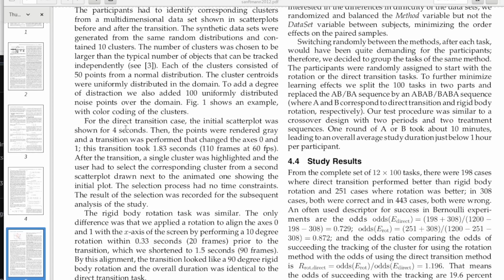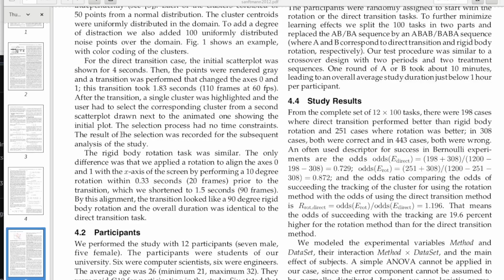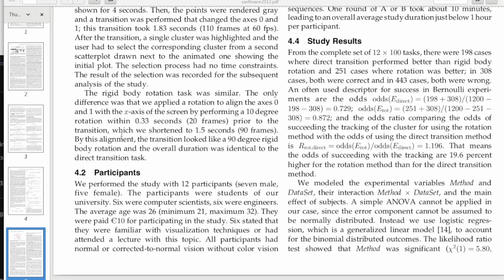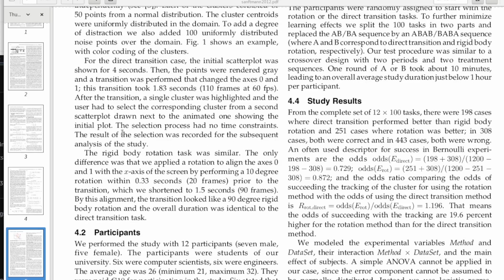The rigid body rotation task was similar. The only difference was that we applied a rotation to align the axes 0 and 1 with the x-axis of the screen by performing a 10-degree rotation within 0.33 seconds, 20 frames, prior to the transition, which we shortened to 1.5 seconds, 90 frames. By this alignment, the transition looked like a 90-degree rigid body rotation, and the overall duration was identical to the direct transition task.